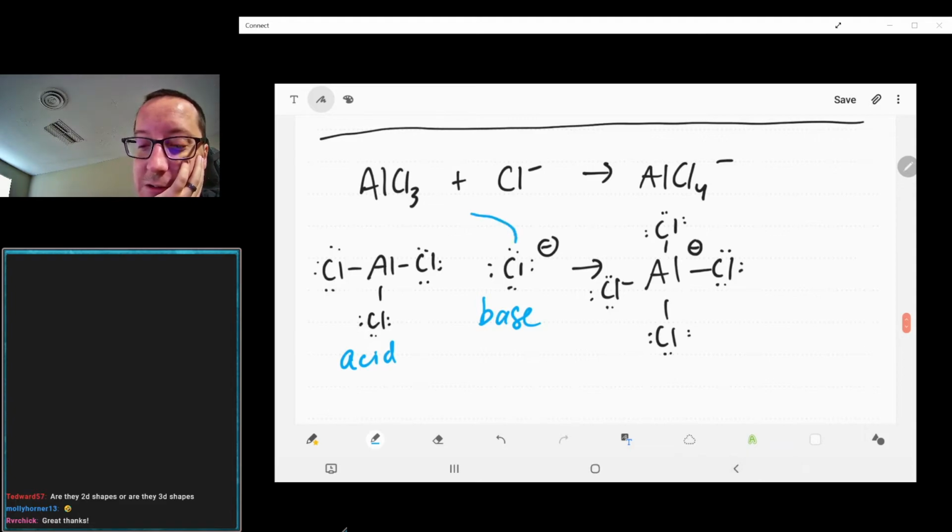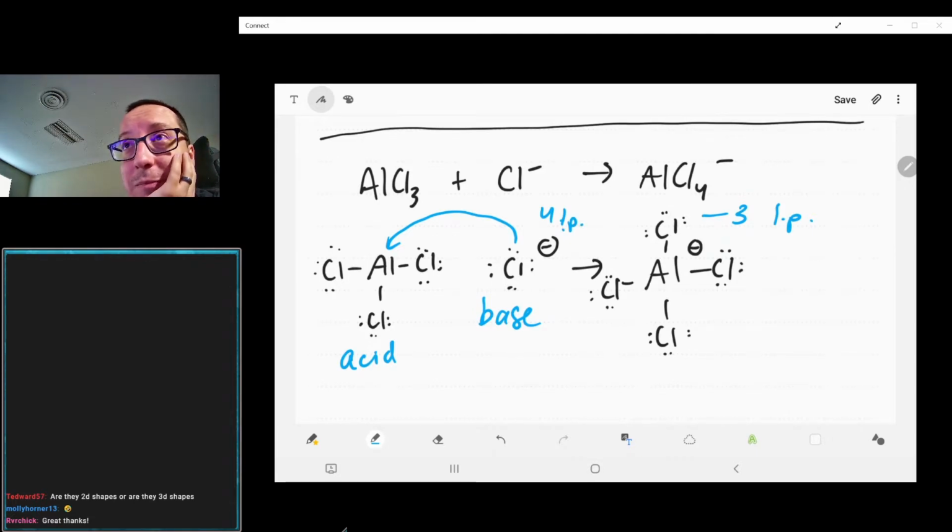We're going to see that this chlorine will go ahead and latch on. This chlorine now has 3 lone pairs, whereas before it had 4 lone pairs. This aluminum had 3 bonds, now it has 4 bonds. The aluminum now has a negative charge on it. We're going to see that it has more electrons as a result, so the aluminum is going to be receiving a lone pair from that chloride. That's what we're looking at with all of these.